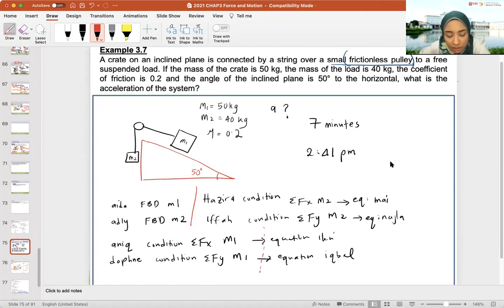Condition tu bermaksud adakah dia punya net force equal to 0 ataupun net force equals to MA. And kalau MA, apakah direction dia?